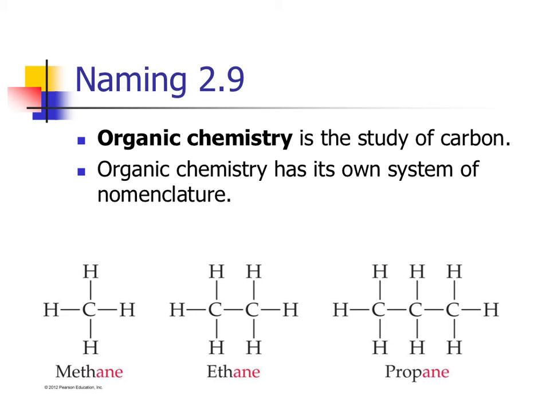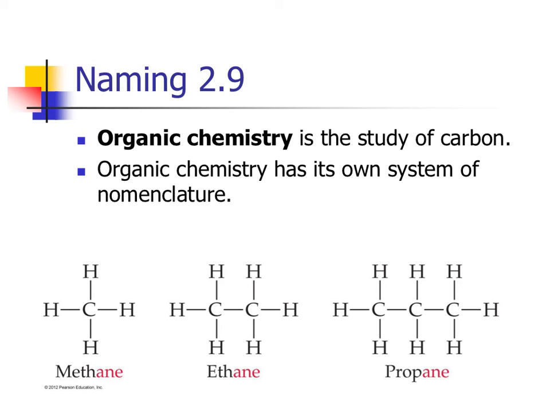Now for a little organic chemistry. When I say a little, I mean very little. Organic chemistry is considered to be the study of carbon, and when we say carbon, there are a lot of carbon-based compounds. Organic chemistry has its own system of nomenclature. We could spend probably 3 weeks covering the naming, and we wouldn't cover it all. So we are only going to give you some of the basics of it.